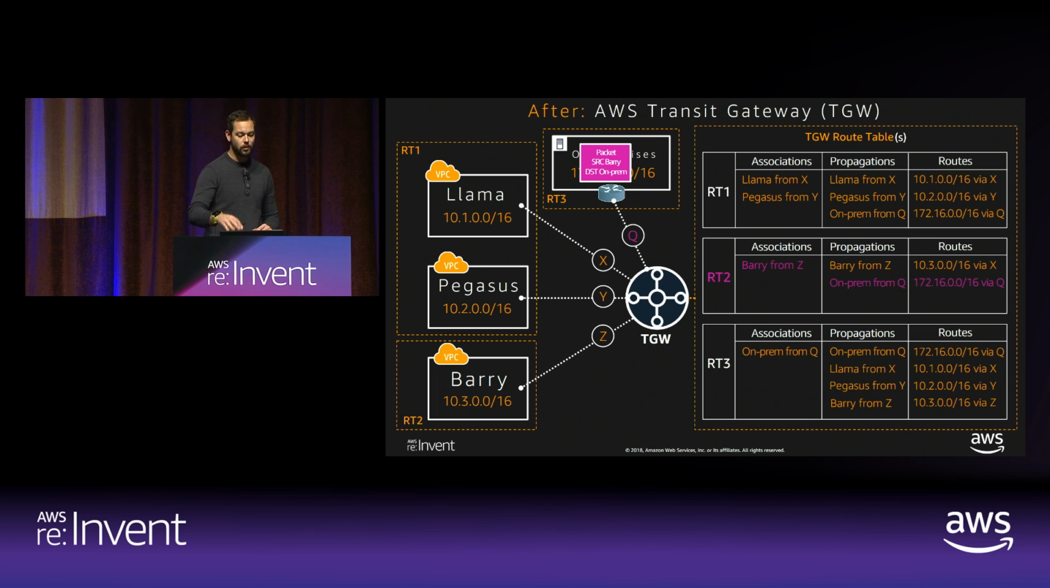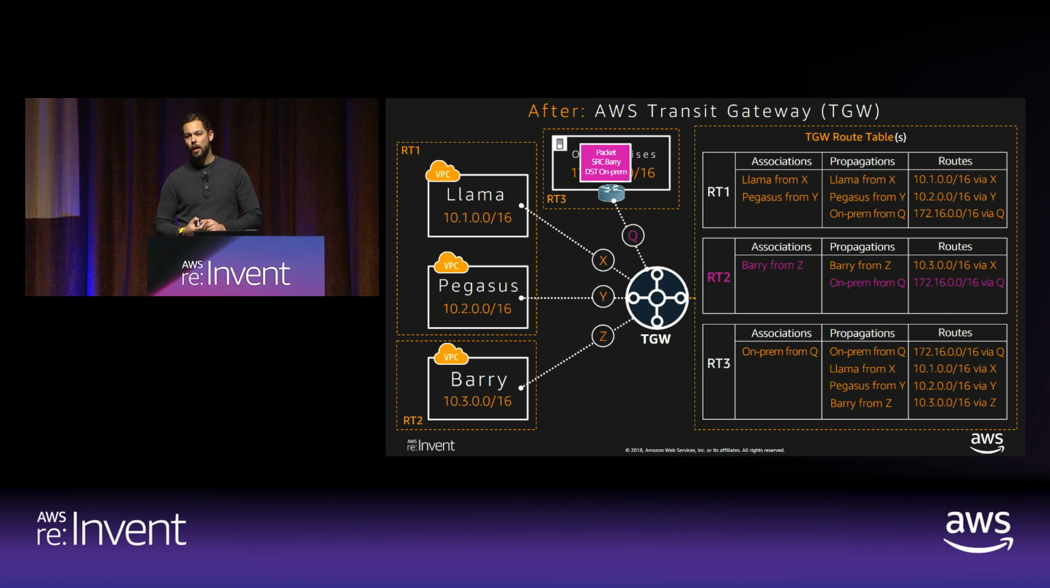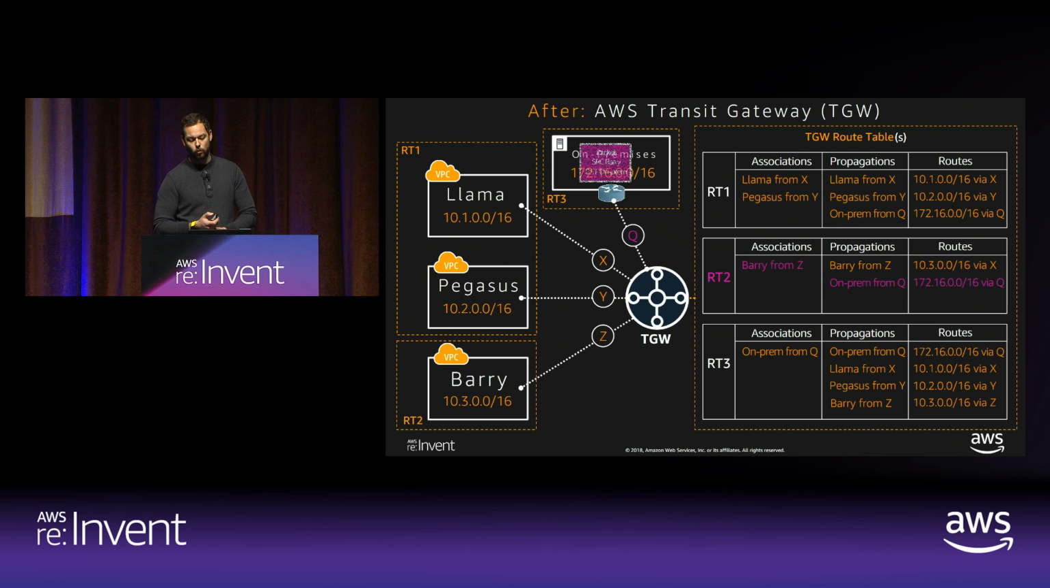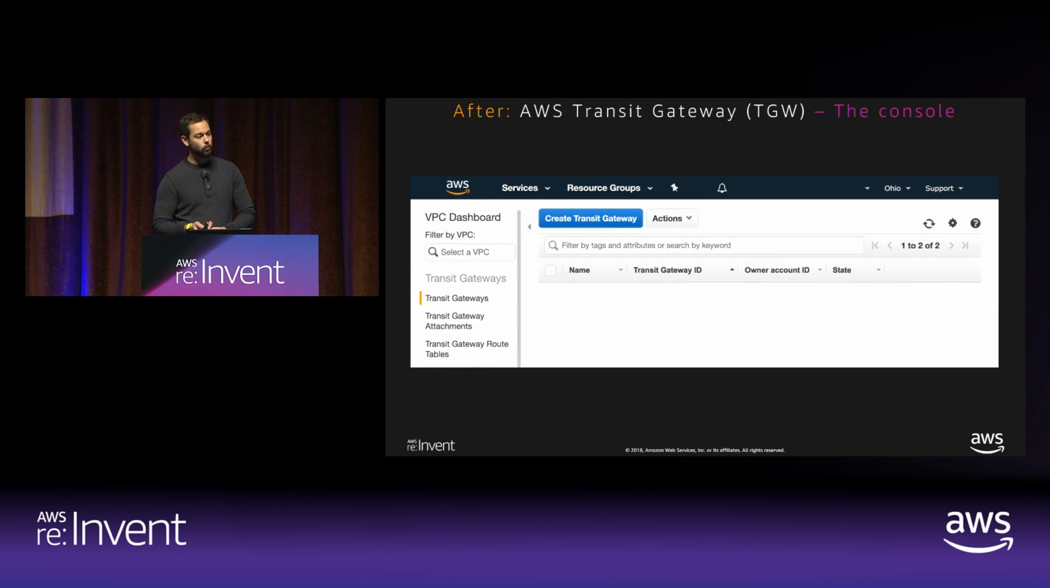Now, as you can see here, we've just got a simple scenario where we've got 3 VPCs and 1 VPN connection. But you can see you'll be adding additional route tables and you've got the full policy control there for what the TGW can do.